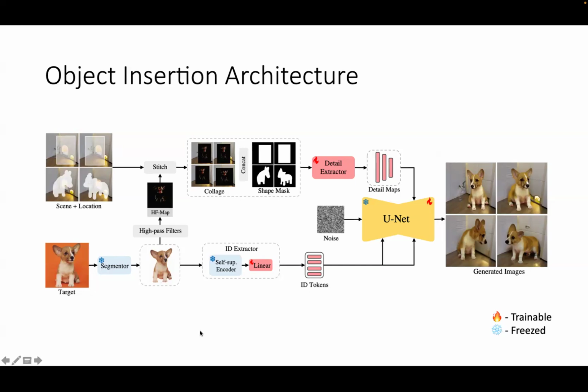Now, throughout the session, I will use this fire symbol. Consider it as a trainable model. The parameters are still getting learned. And the snowflake symbol is for when the model is frozen. Here we are learning the parameters, but here parameters are just frozen. Okay, now what are we trying to do? Let's go step by step. The first one is segmented.